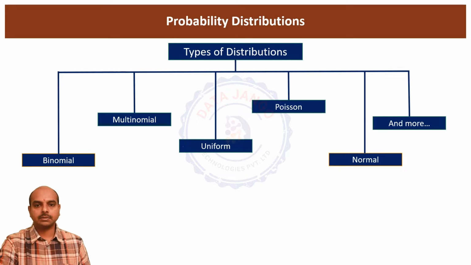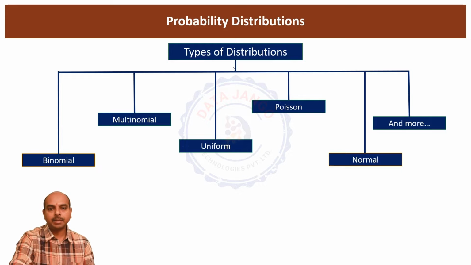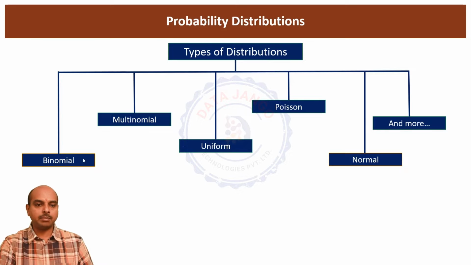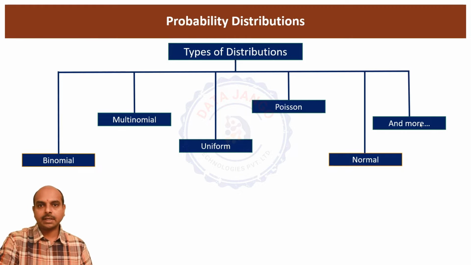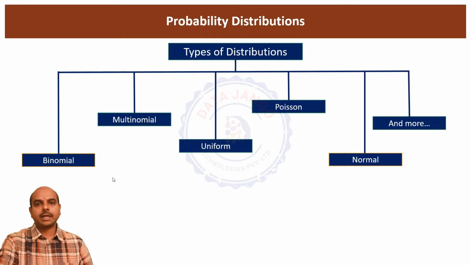Hello and welcome back. Let us try to understand probability distributions. There are many types of distributions: binomial, multinomial, uniform, Poisson, normal, and more. For a data scientist or machine learning engineer, normal distribution is most important, and we will touch upon binomial distribution also. So let us try to understand what is data distribution before we understand probability distribution.